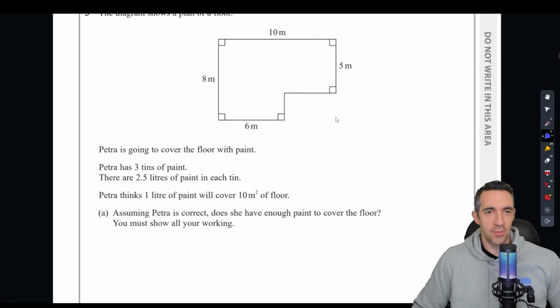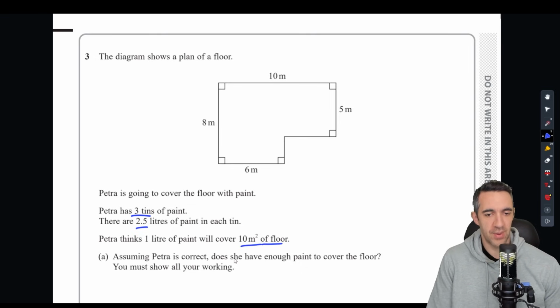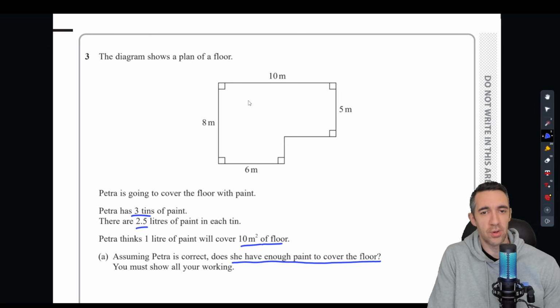If we have a look then, we are trying to do the plan of a floor here. Petra's going to cover the floor with paint. She's got 3 tins of paint, 2.5 litres in each tin. She thinks 1 litre of paint will cover 10 metres squared of floor. Assuming Petra is correct, does she have enough paint to cover the floor? Show all your working. So we're going to show our working. That's what we're going to get our marks for.